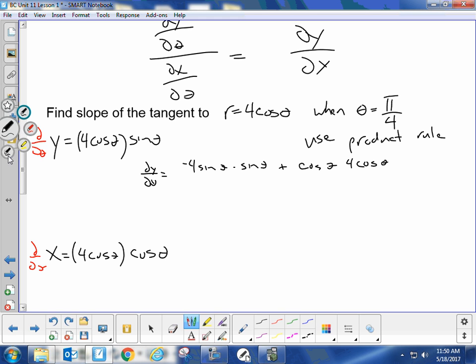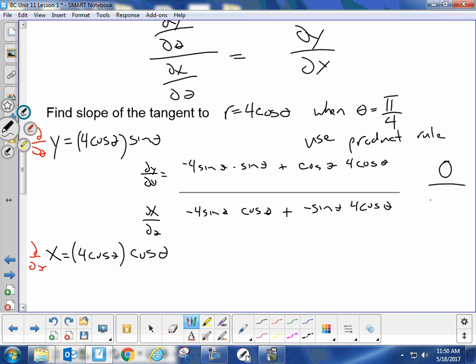That's the derivative of y. I would divide that by dx d theta to get dy dx. Derivative of the first, negative 4 sine theta again, but now I have cos theta, plus derivative of cos theta, negative sine theta times 4 cos theta. If I plugged in pi over 4 everywhere, I would find that I'd get 0 over negative 8, which is just 0.